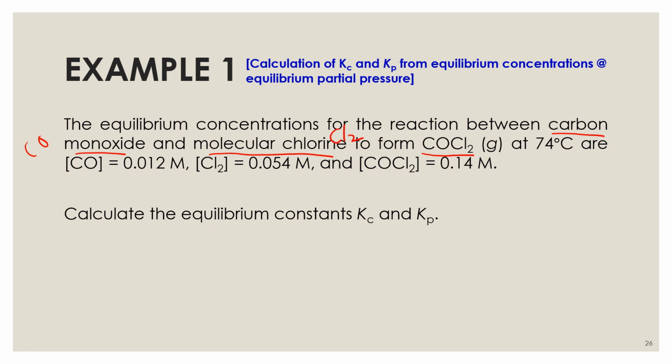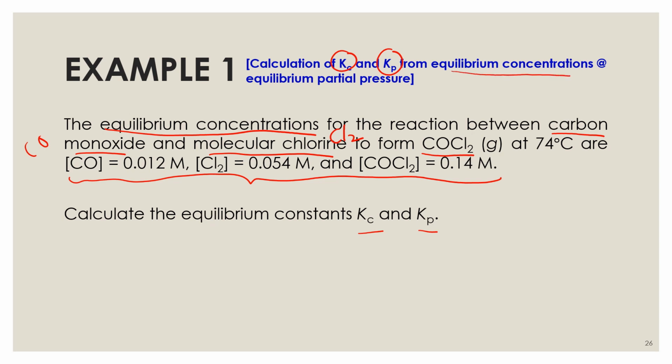And also kita ada equilibrium concentrations for all substances. Okay, so di sini adalah equilibrium concentrations untuk setiap satu CO, Cl2 dan juga COCl2. So by having this information, you are going to calculate the equilibrium constant Kc and Kp. So in this example, we are going to solve the value of Kc and Kp from the given equilibrium concentration or equilibrium partial pressure.